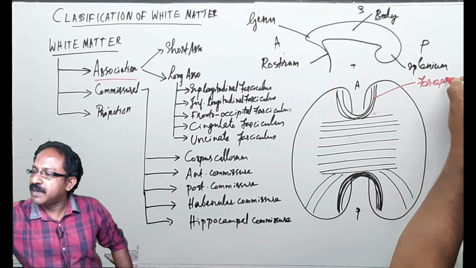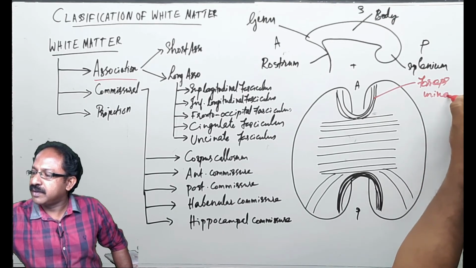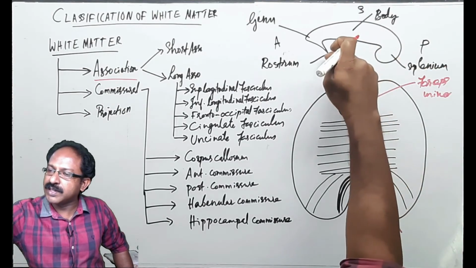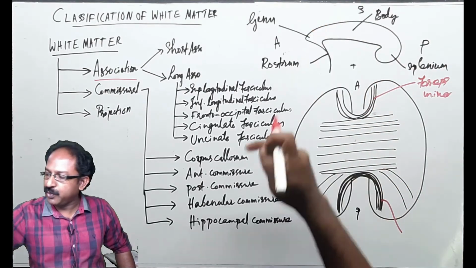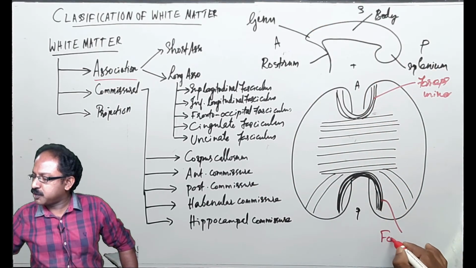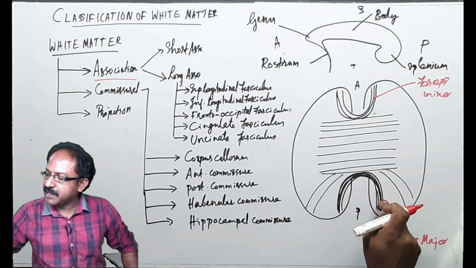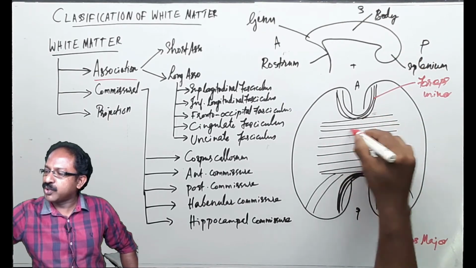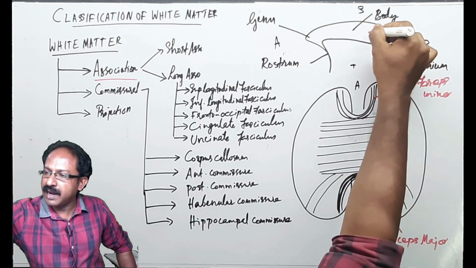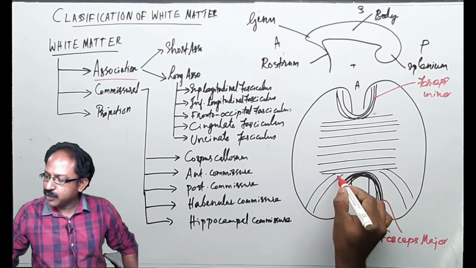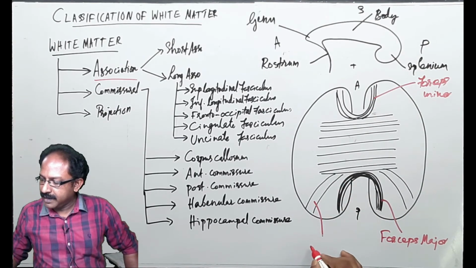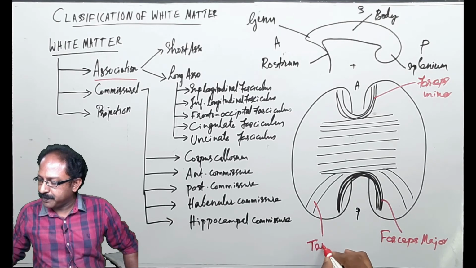Forceps minor is a little larger, and it is located in the region of the rostrum and genu. This is the forceps major. The forceps major passes through the splenium of the corpus callosum, and these horizontal fibers form the body, and the fibers which radiate out posterolaterally are named the tapetum.